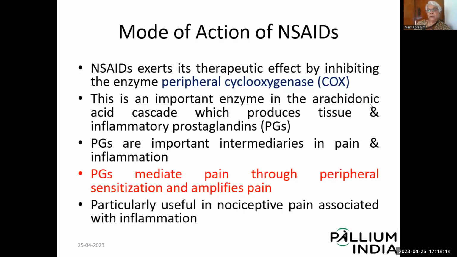Now we come to the non-steroidal anti-inflammatory drugs. Like I mentioned, these drugs exert their therapeutic effect by inhibiting the peripheral cyclooxygenase.